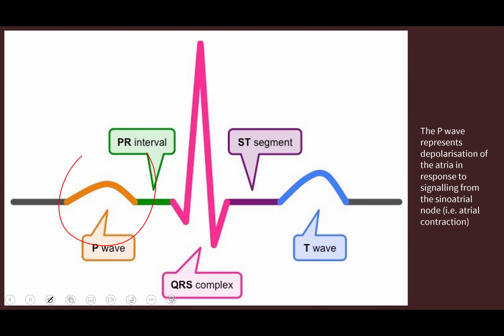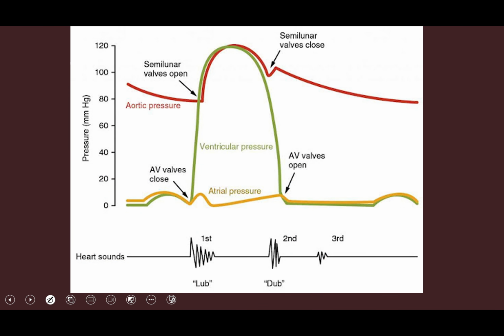This is shown as the P wave. The P wave represents a depolarization of the atria, in response to the signaling from the sinoatrial node. So atrial filling, we're filling the atria, and it goes down by gravity. 70 to 80% of it will go into the ventricle. Lovely. Alright? So where are we talking about now?